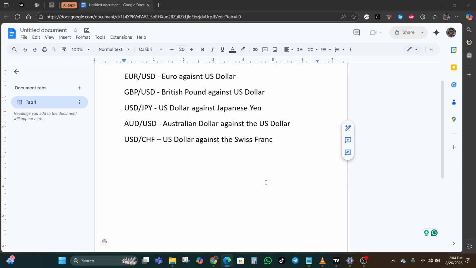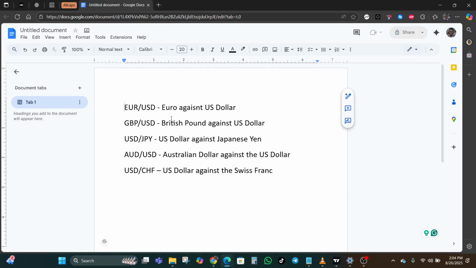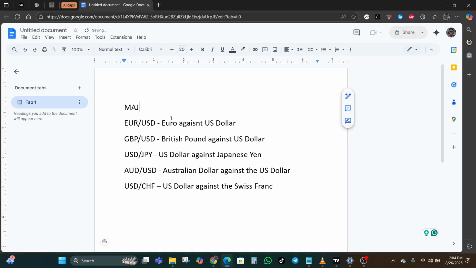Now, let us talk about the minor forex pairs. Remember that these are the major forex pairs.